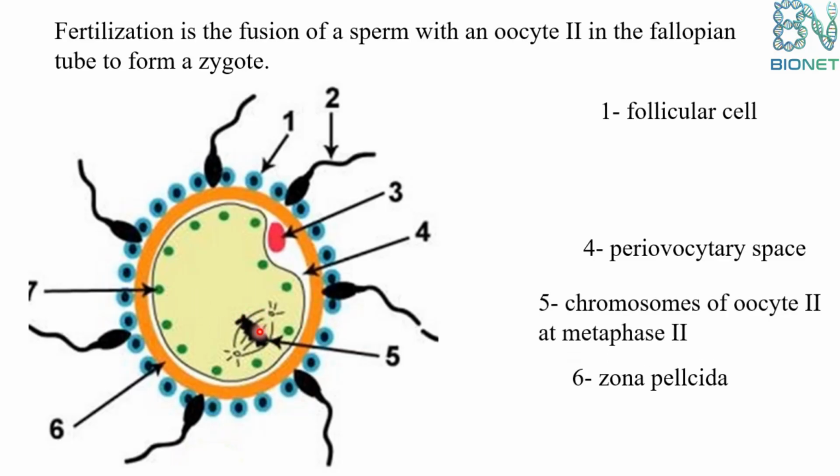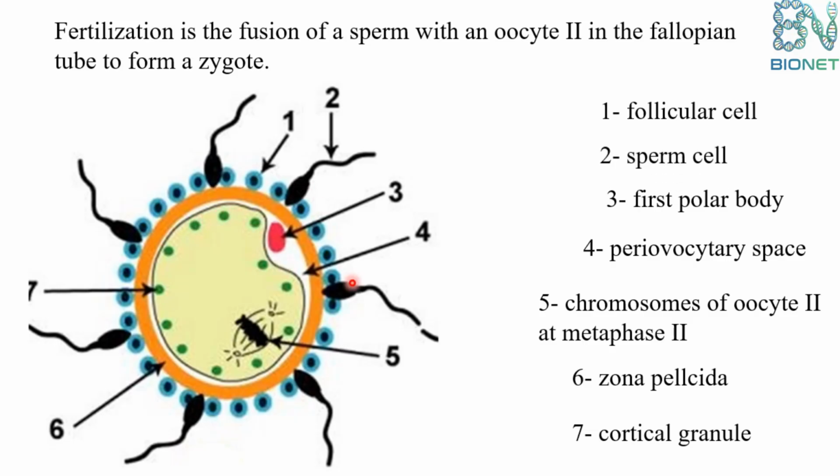Here we have the chromosomes of the oocyte 2, which is blocked at metaphase 2. They are aligned at the equator, at the middle of the spindle fiber. The first polar body is outside the oocyte 2, and on the periphery of the cytoplasm of the oocyte 2, there are granules. These granules are known as cortical granules, and here we have sperm cells surrounding the oocyte 2 found in the fallopian tube.